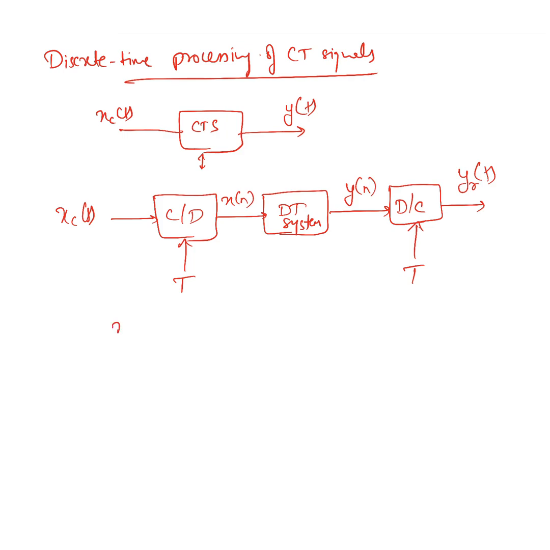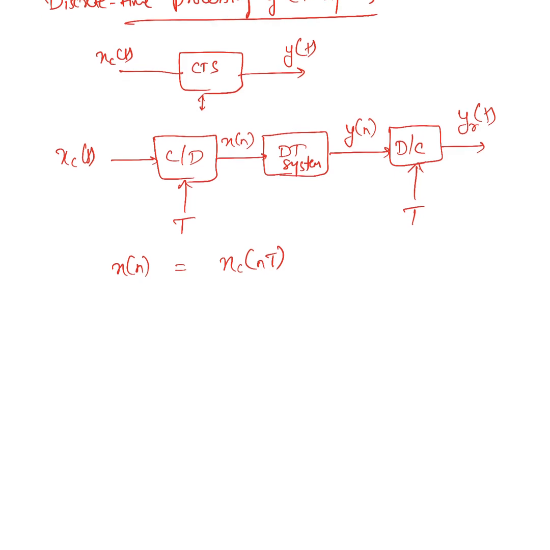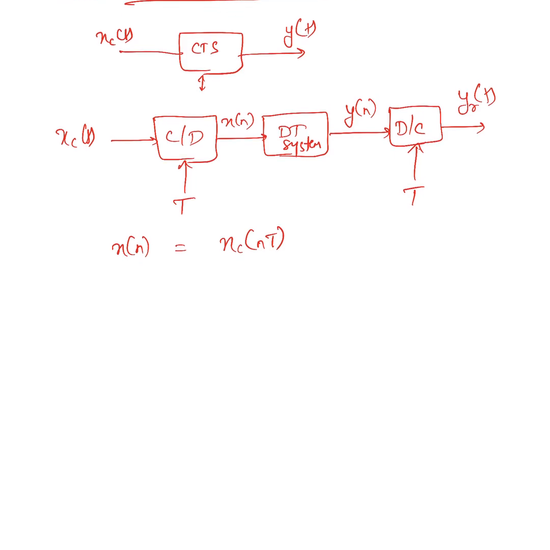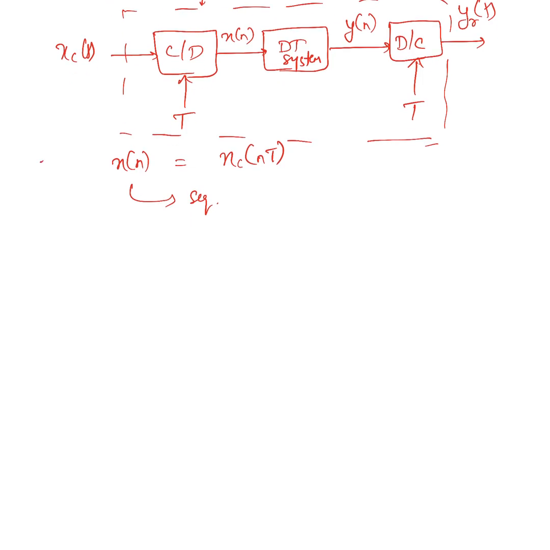Starting with the first block, we know that the continuous to discrete time converter produces a discrete time signal x of n, and we have expressed it as x of n equal to xc of nT, with some sampling time T. This is the sequence of samples of the continuous time input signal xc of t, which is the input to this overall system. Another property we had, so this is the first point. The second one: if I compute the discrete time Fourier transform of this sequence, we can see how it is related to the continuous time Fourier transform of the continuous time signal.